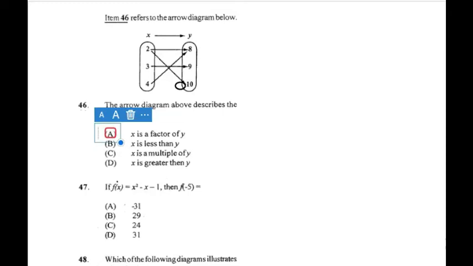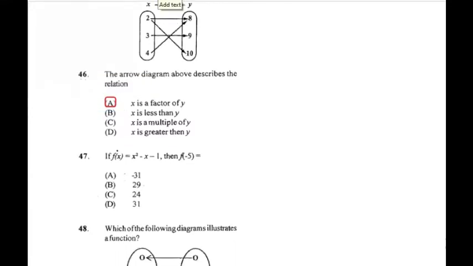C says x is a multiple of y. That is definitely not the case. If you don't know what a multiple is, now is the time to look it up before you go into the exam. And D says x is greater than y. I think that should say than y, but that is also not the case. So therefore the answer is A, x is a factor of y.